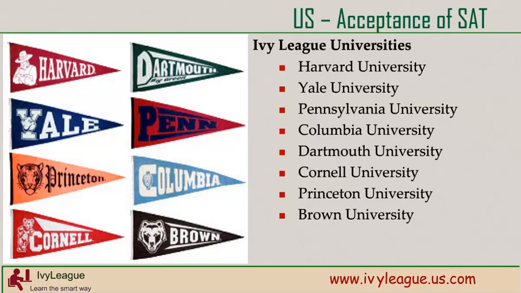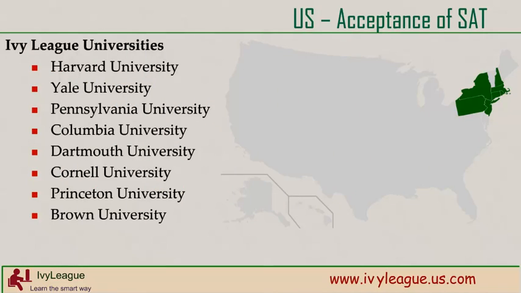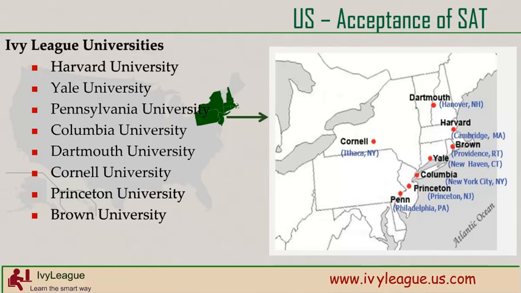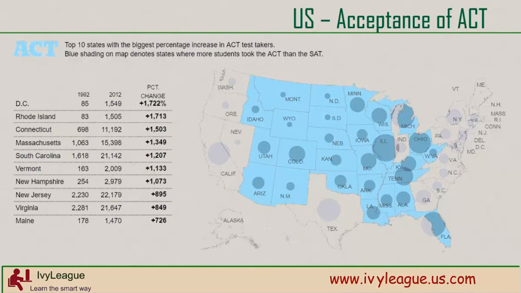So if I talk about the 8 Ivy League universities, Harvard, Yale, Pennsylvania, Columbia, Dartmouth, Cornell, Princeton, and Brown University, then all of these 8 Ivy League universities are located on the east coast of USA, which is predominantly an SAT-preferring area. So if you are a good high-achieving student, looking for admission in the Ivy League colleges, then SAT should be your choice of test. The universities in the middle of USA prefer considering the ACT scores as part of their admission process.